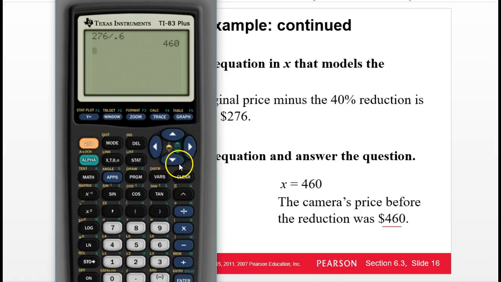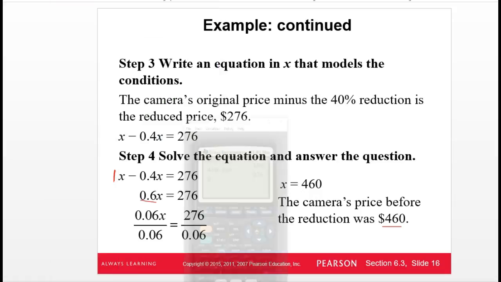So how do you check it? Well, you take $460, you figure out what 40% of that is, and then you take that 460 and you subtract the 184, and you get 276. So it does check out.